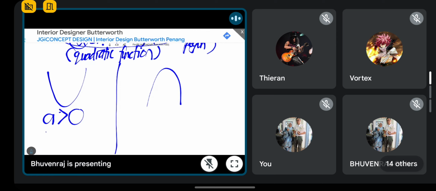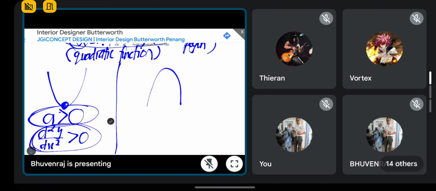So this is a tip for you guys to remember. Your d2y over dx2 should also be greater than 0 if this is the minimum point. Kalau ini titik minimum, yang ni pun lebih besar dari kosong. So always remember, kalau kamu confused, titik minimum tu lebih kecil atau lebih besar dari kosong. Think of this: A greater than 0 means this one greater than 0. This is the tip. Yang ni terbalik lah, opposite. This one you will have a maximum point, titik maximum. Okay, so d2y over dx2 lebih kecil dari kosong.